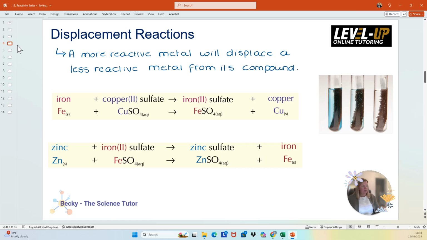Okay, so if we have a look at these then, here we've got iron and we're reacting it with copper sulfate. So if it is more reactive, it will displace the less reactive metal from its compound. It's basically going to go along and pinch the second part of the compound. So if we look here, we've got iron reacting with copper sulfate that then produces iron sulfate, and copper is kicked out on its own. Therefore we can say here that iron must be more reactive than the copper because it's kicked it out.